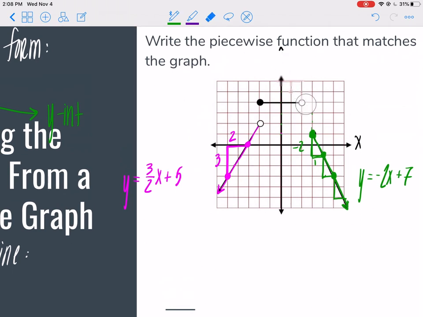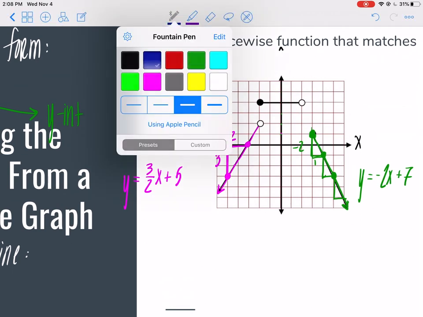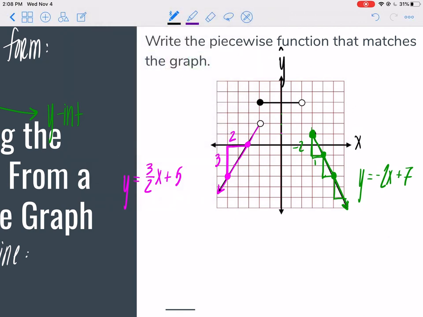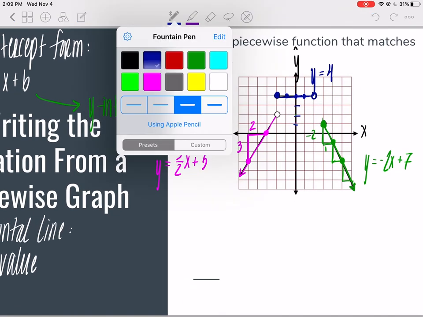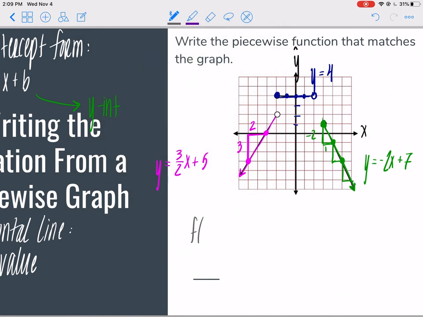And then last but not least, let's look at this horizontal line. This is at the y value, if I look at my y-axis, of 1, 2, 3, 4. Okay, so this is the equation y equals 4, because all along this horizontal line, x is changing. So x is at negative 2 here, negative 1 here, 0 here, 1 here, 2 here, even though there's a hole, it doesn't exist. Okay, but the y value stays the same at 4. So now let's put all the parts and pieces together and write our piecewise function.